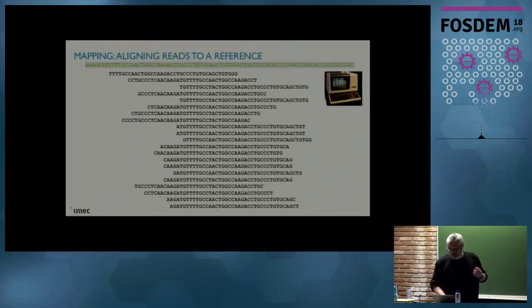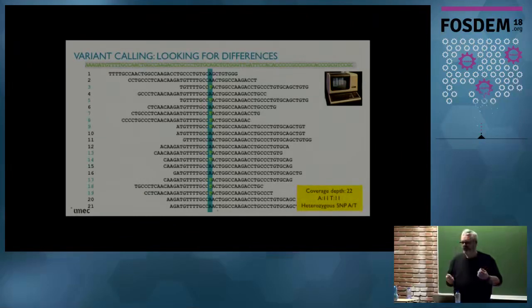What we then want to do is variant calling, where we look at each position and find out what the difference is from the reference. As an example, we have a position where half the reads have an A and the other half have a T, which means it's a heterozygous SNP, A/T. You don't need to understand what it is. I also don't. But it probably means that half of these you got from your father and the other half from your mother.